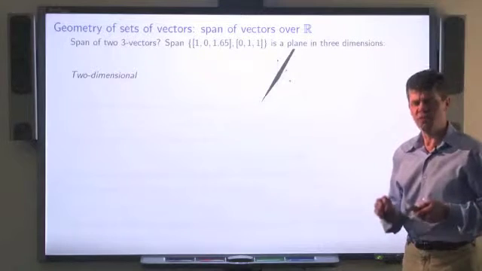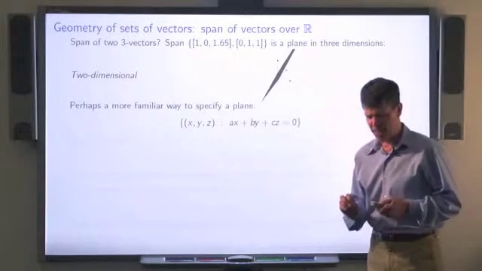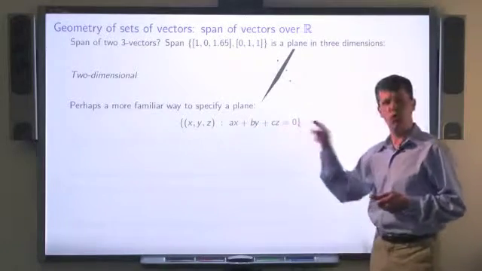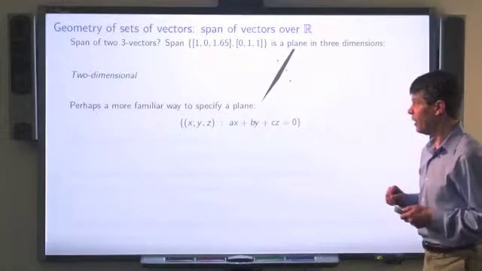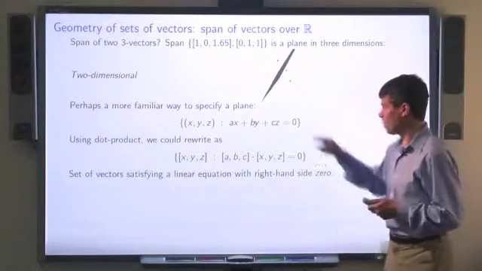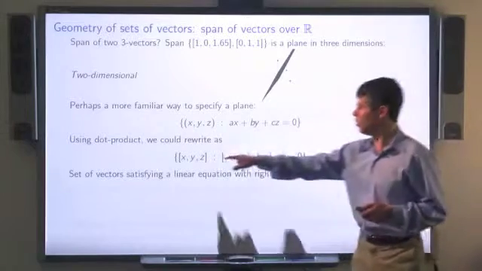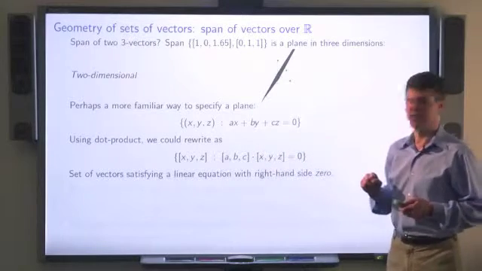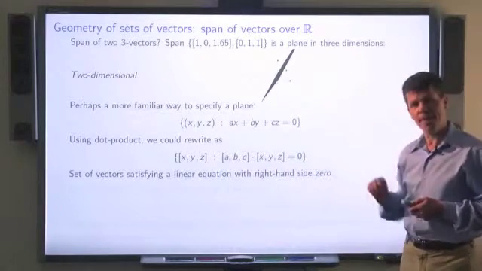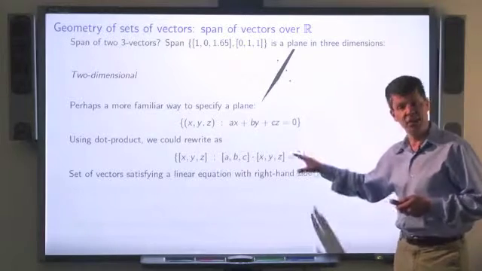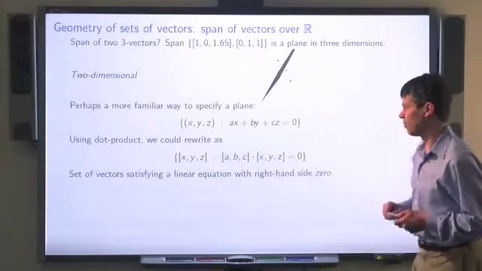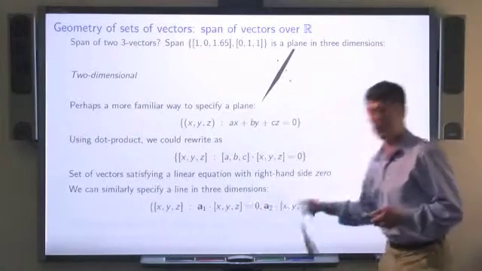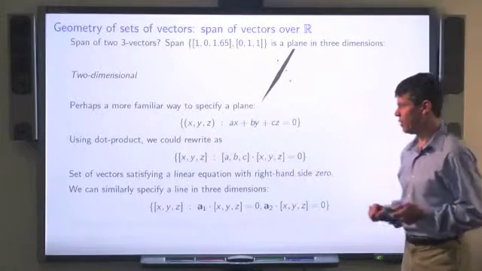There's a more familiar representation of planes, which is this, the set of triples x, y, z, satisfying an equation of this form. Now, we can use vectors to represent the same equation. So the set of vectors x, y, z such that this dot product is equal to 0. So we're describing a set of vectors using a linear equation with the right-hand side of 0. We can similarly describe a line in 3 dimensions by using 2 equations with right-hand sides equal to 0.